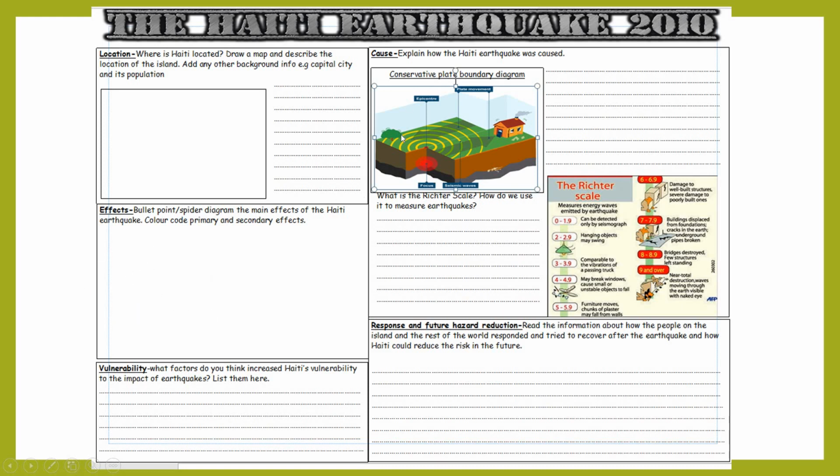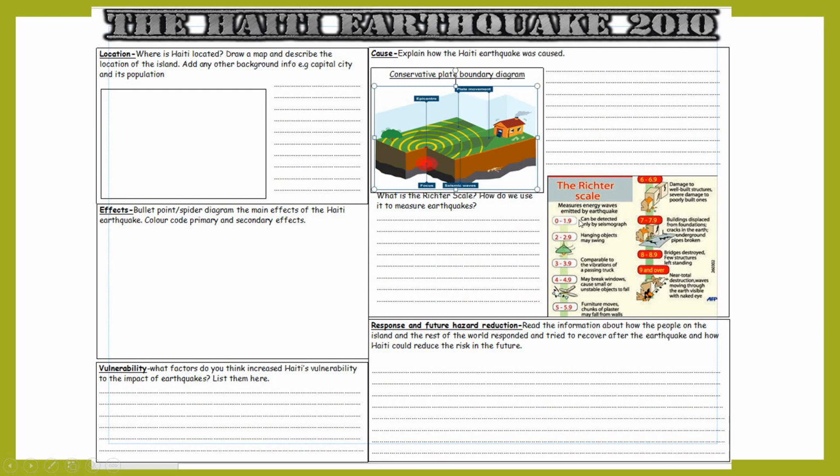earthquake. I'd like you to explain how it was caused. So go back and listen to how I explained how a strike-slip fault works. That's basically what's happened here. And you'll be able to find out more about that on the internet too. Write down a little bit about the Richter scale. So I've got a visual representation here of how it sort of works.